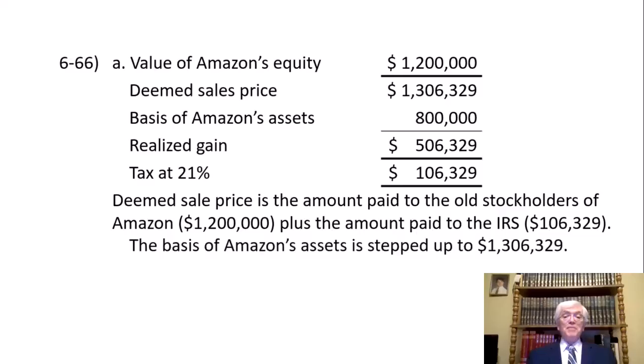Okay, so basis of Amazon's assets is stepped up to the $1,306,329. They didn't tell us anything about the details of those assets, so we don't know how much was cash, how much was land, how much was inventory, how much was securities. But in total, $1,306,329. Amazon's E&P is now zero.